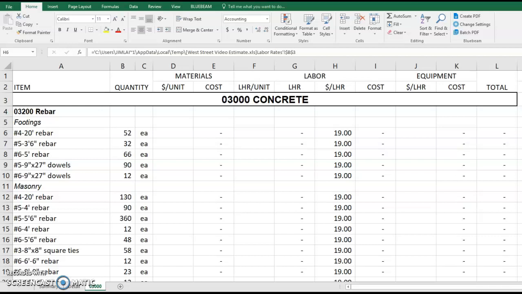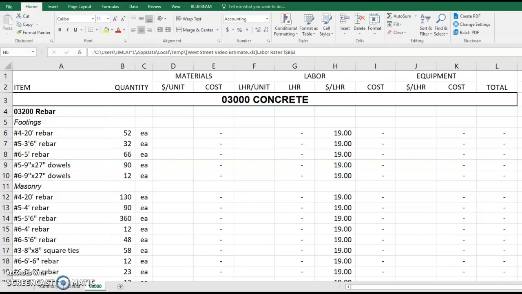Hi, you guys. I want to talk about labor rates and labor productivity. And specifically, we're going to take a look at O3000 concrete. We're going to use this as our template here to get started on filling in the boxes on your spreadsheet.